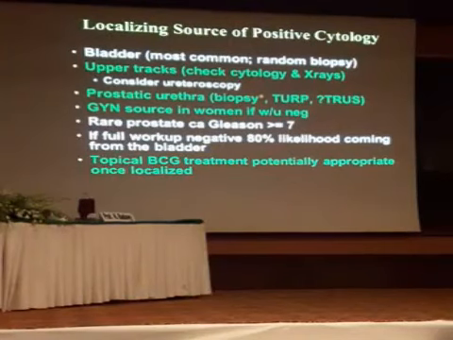So, localizing the source of positive cytology. Well, the bladder is the most common, random bladder biopsy. Upper tracts, you want to check selective cytologies of the upper tracts and also image. And you can consider ureteroscopy as well.